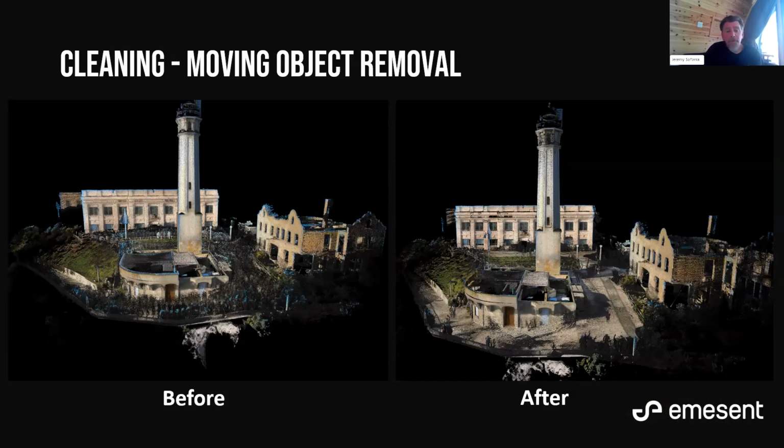These are ghosts, and they would normally take hours to clean up. But in Aura, we've got this amazing moving object removal tool. And simply with a click of a button in the after photo, you can see that almost all of them have disappeared. And somebody's asked me, well, why didn't they all disappear?